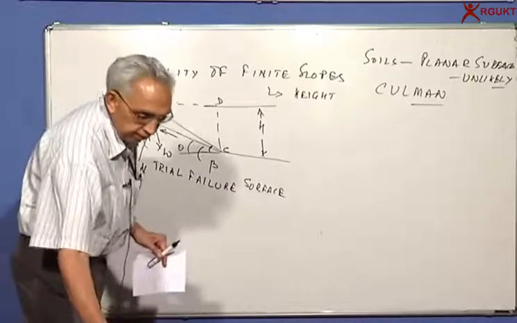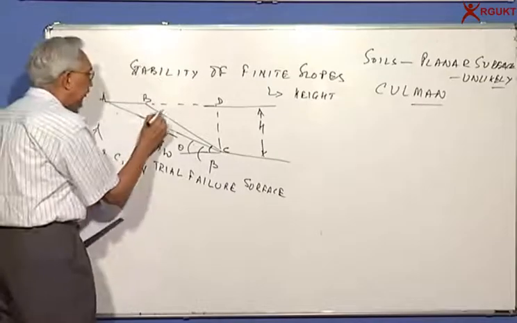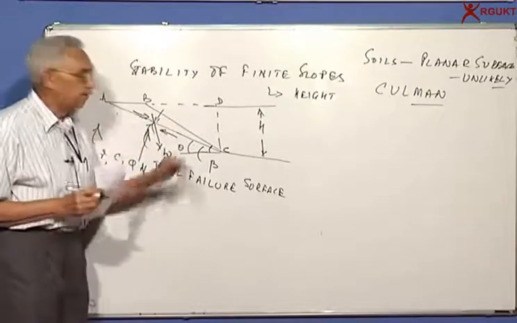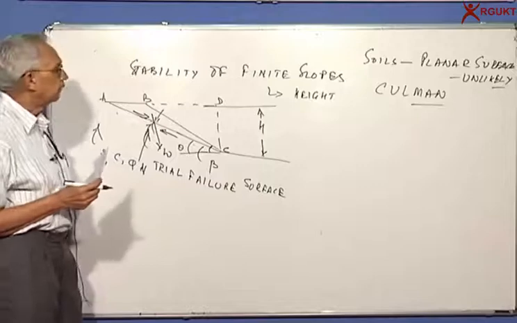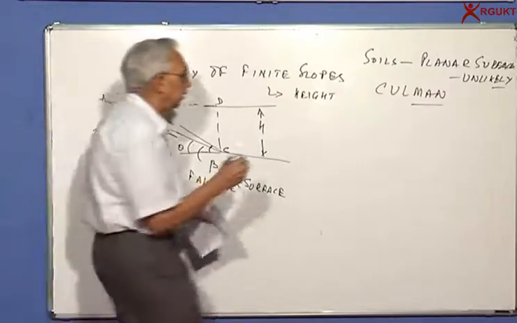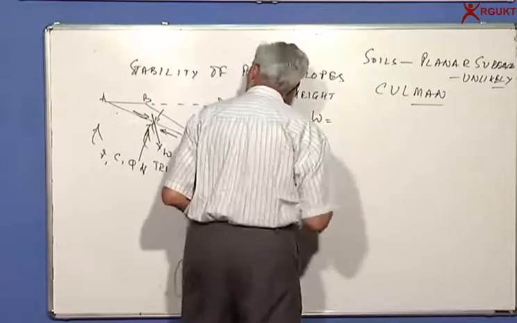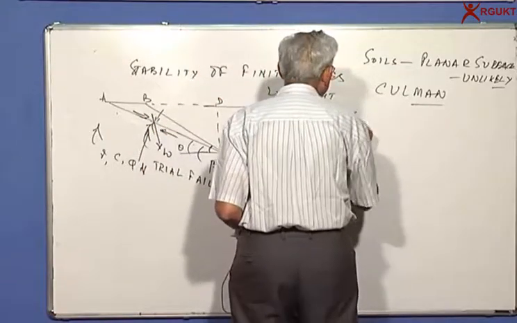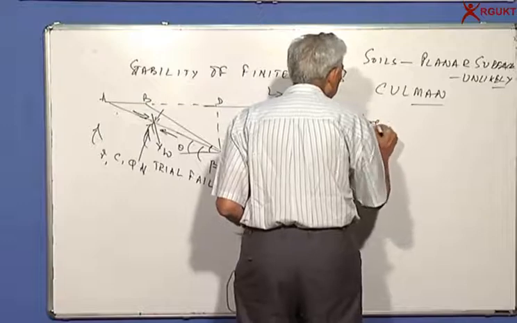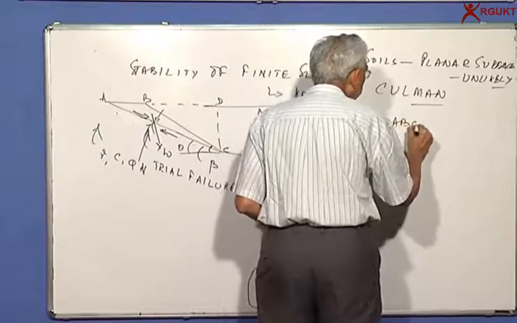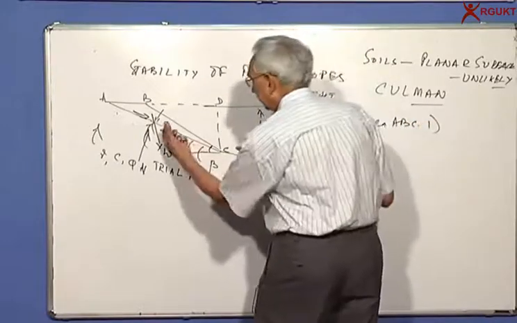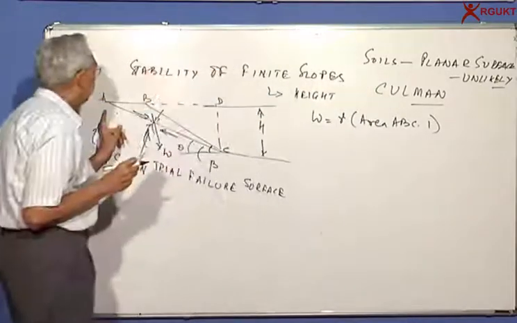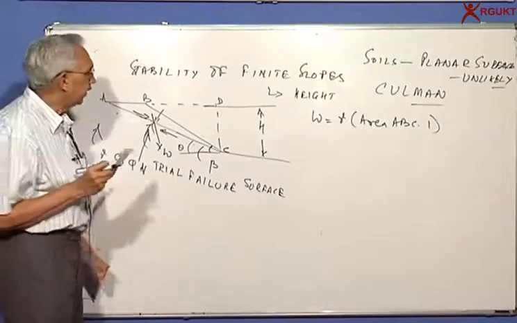As usual, we can always resolve this gravity into normal and the shear stress which is causing sliding along AC. So basically we want to calculate W. W, the weight of the sliding mass, is equal to gamma into area ABC into 1, which is the thickness perpendicular to the section. How do I calculate this? For the triangle ABC, I need to get the area.